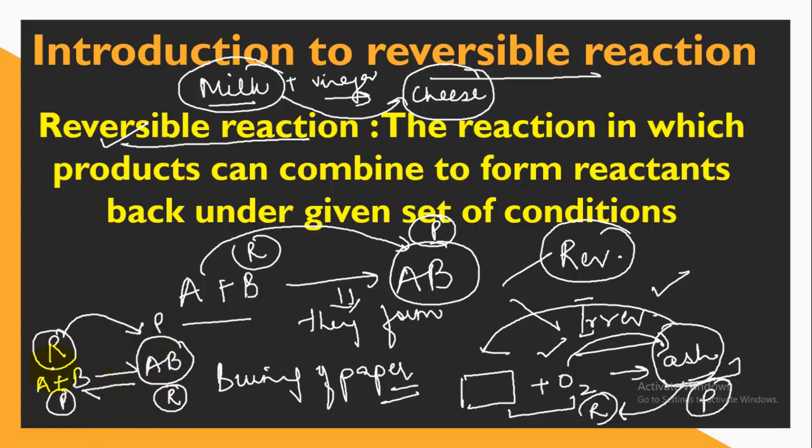For carrying out the reverse direction, we have to provide suitable conditions, that is, specific conditions of temperature, pressure, catalyst. It can be anything. So I think you got it: reversible reactions are those in which the products can combine back to form reactants under a given set of conditions.